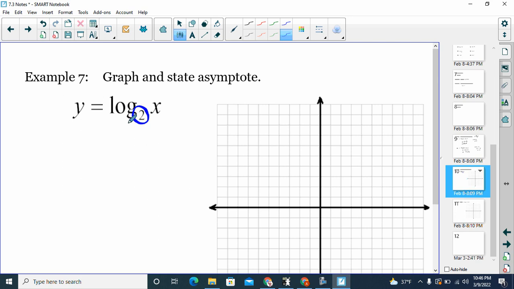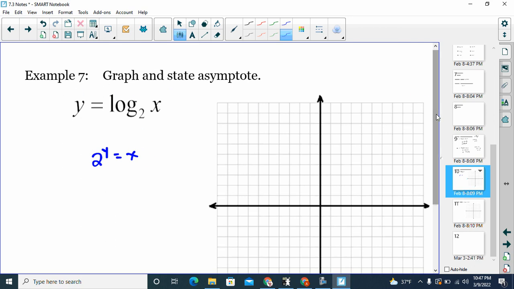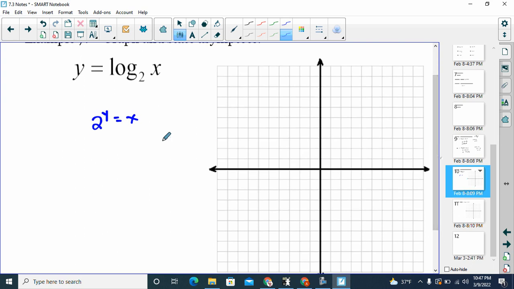Start with the base 2 to the y equals x. These two equations, remember, mean exactly the same thing. One is written as a logarithm and one is written as an exponent. So if I can get points on this equation, those are the same points on the equation we're trying to graph. They're the same equation, they're just written differently.